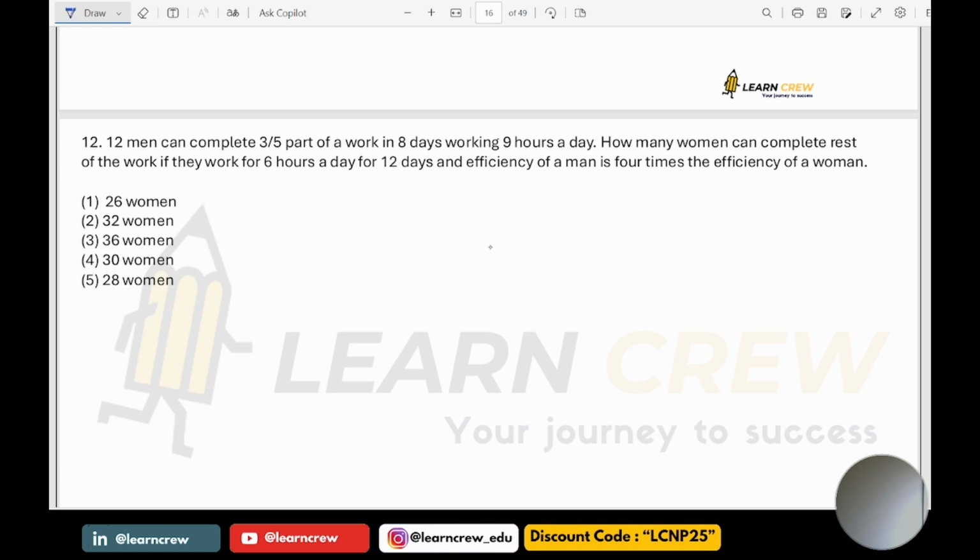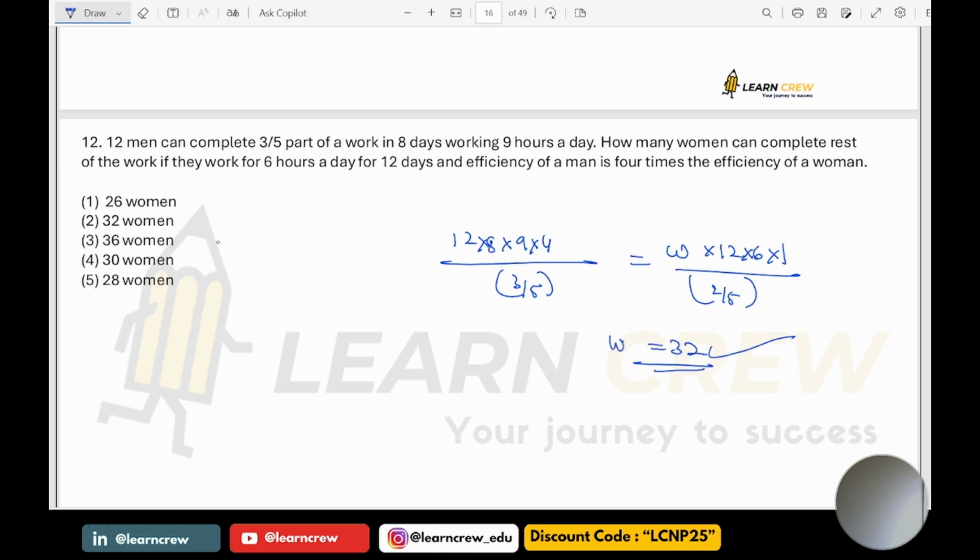So here we can say M1 D1 H1 E1 by W1 is equal to M2 D2 H2 E2 by W2. So it is 12 into 8 into 9 into 4 divided by 3/5. Number of women 12 into 6 into 1 divided by the remaining 2/5. So I will get W here as 32. So the answer is 32.